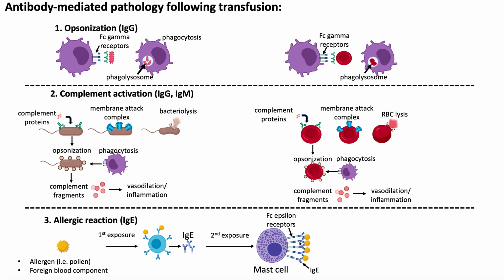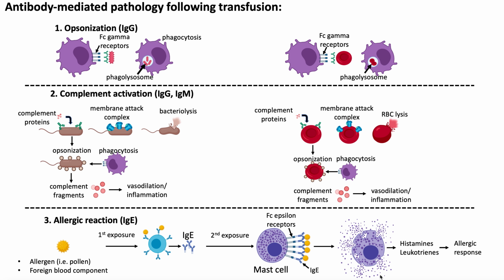And on a second exposure, these IgE molecules will coat the surface of a mast cell, binding to that mast cell, which expresses these Fc epsilon receptors. When these IgE molecules are then triggered by a second exposure to an antigen, this induces the release of all these granules from this mast cell, which includes lots of histamines and leukotrienes, which mediate the allergic response. Again, if these are not pollens but foreign blood components, then you can imagine that you might have a transfusion reaction occur.